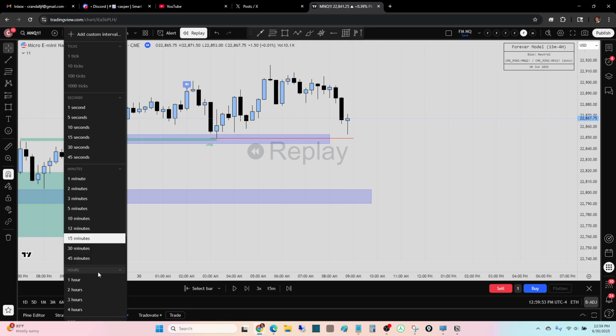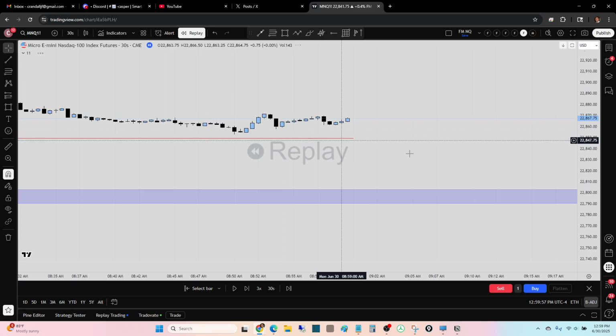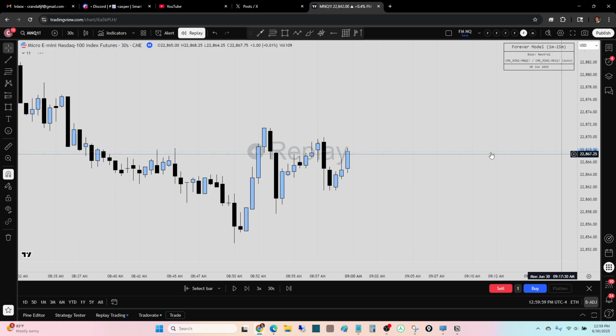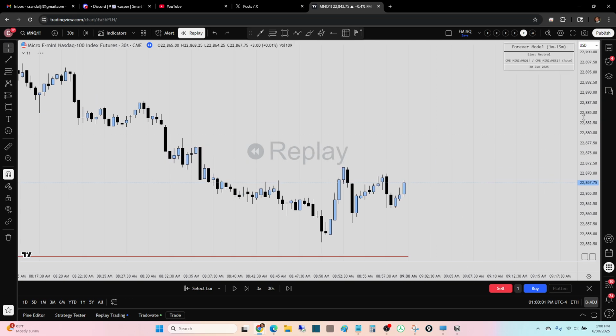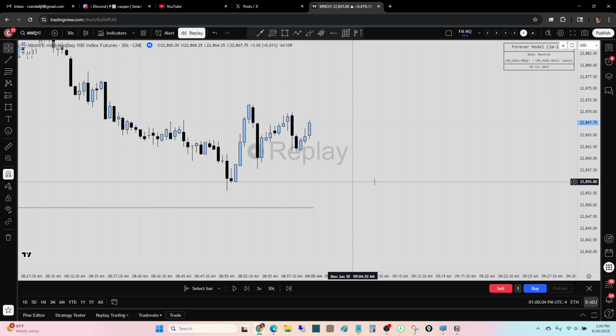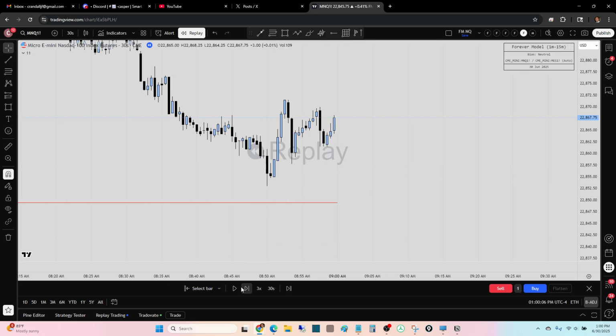But I'm going to go ahead and hop down to the 30-second chart, or 1 minute, whatever. Doesn't matter, same thing. And so this is where we were at open. So we'll just print the first candle, push up.